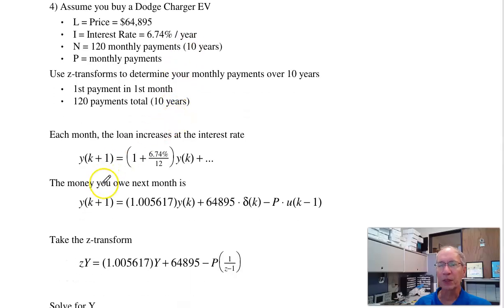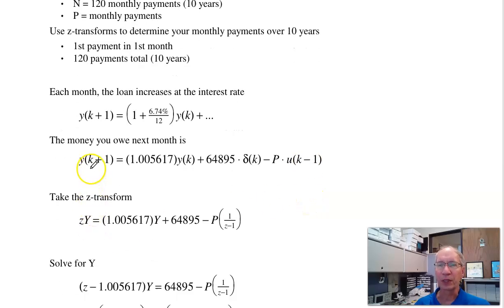Well, the z-transform is the loan amount next month is the loan amount for this month plus interest. So here's 1 plus interest, 6.74% per year, 12 months in a year, that much per month. Plus how much I borrowed at k equals 0, that's a delta function, minus my payments. Now the payments typically don't happen on the first month or right away. I wait a month to make the first payment, so this is a step delayed by 1.